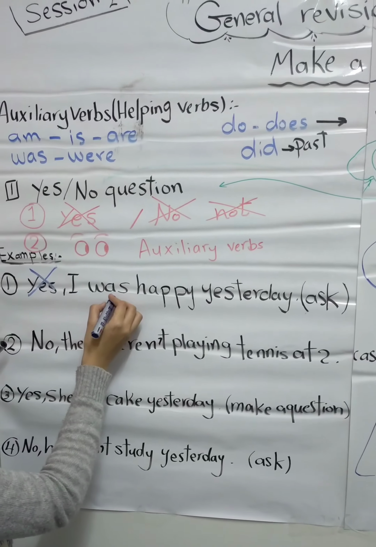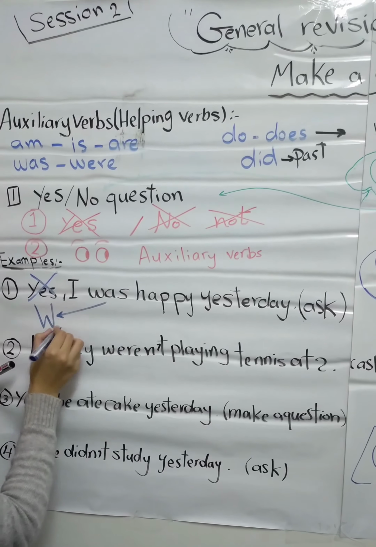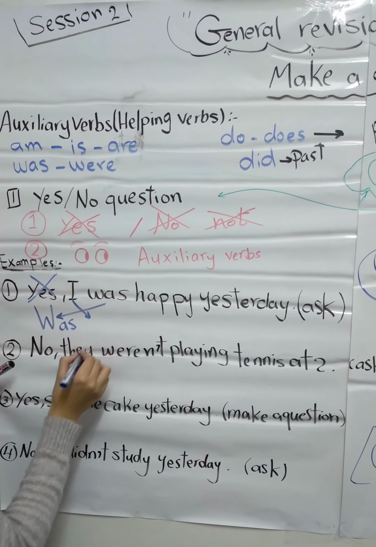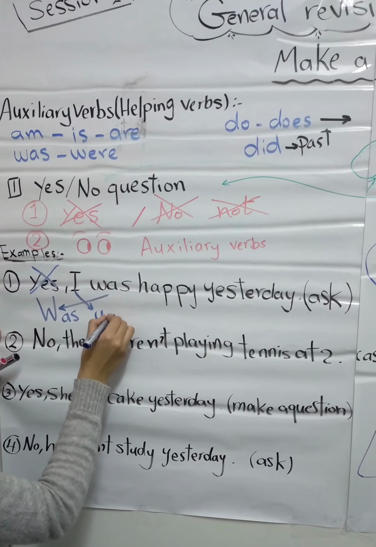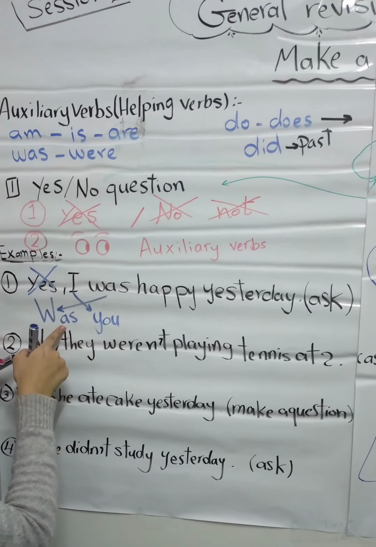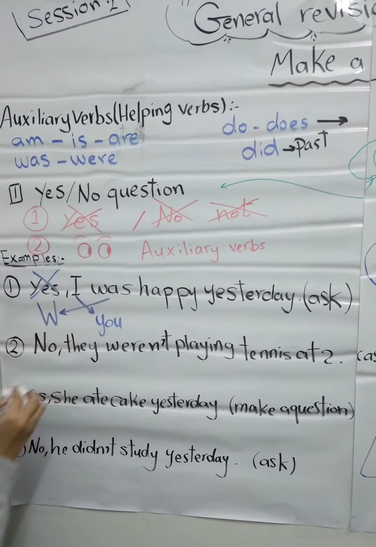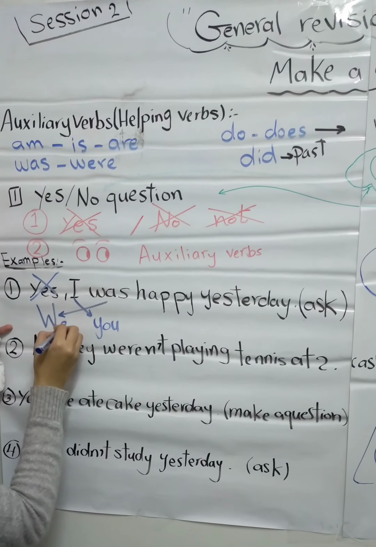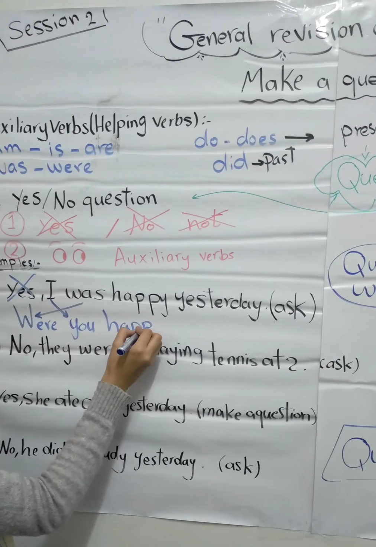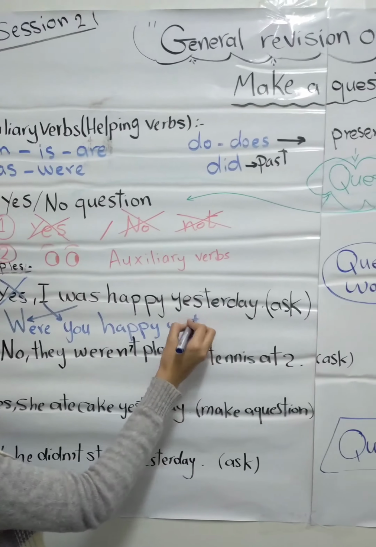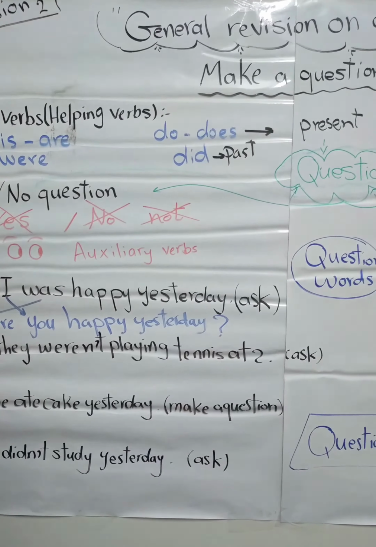Here I see was, so make a cross. Was becomes number 1. Okay, and I becomes number 2, and I in the sentence becomes you in the question. Here you take was, no, that's wrong. You take were, so: were you happy yesterday? And that's the question, so don't forget question mark.